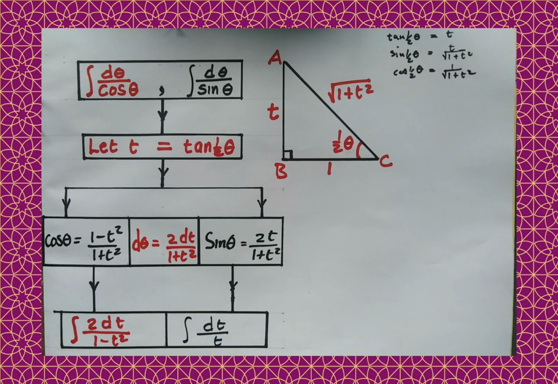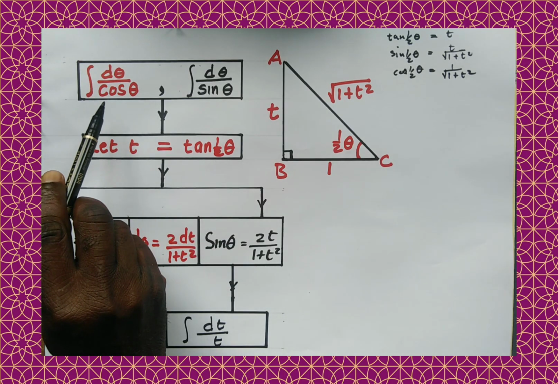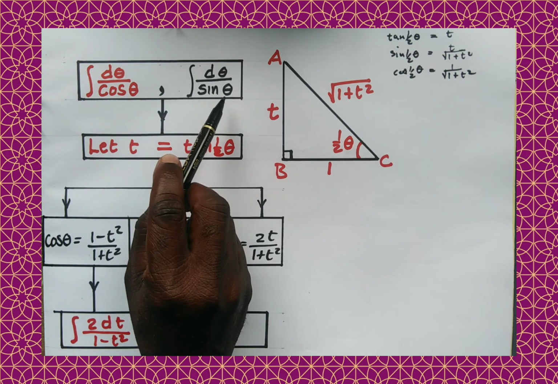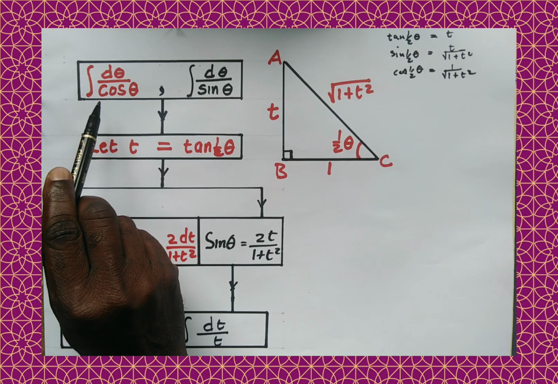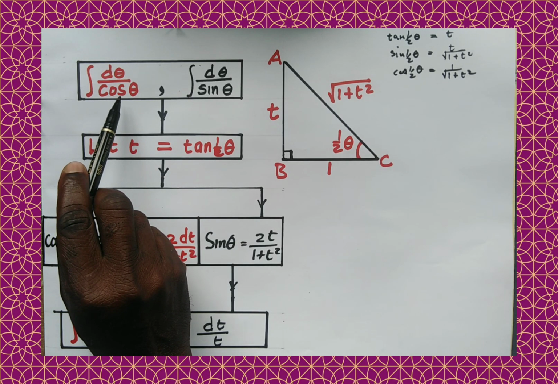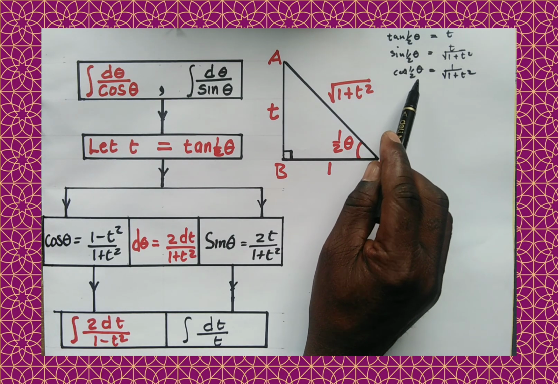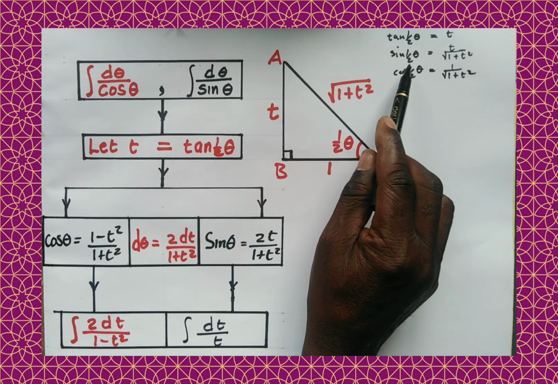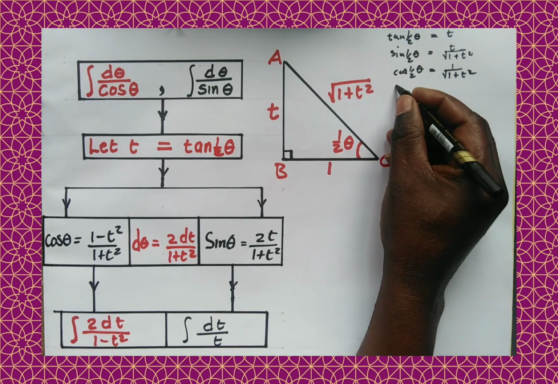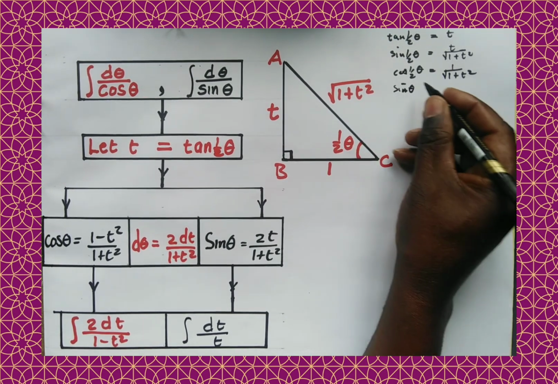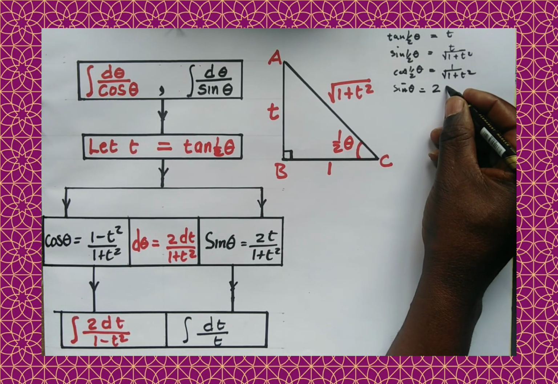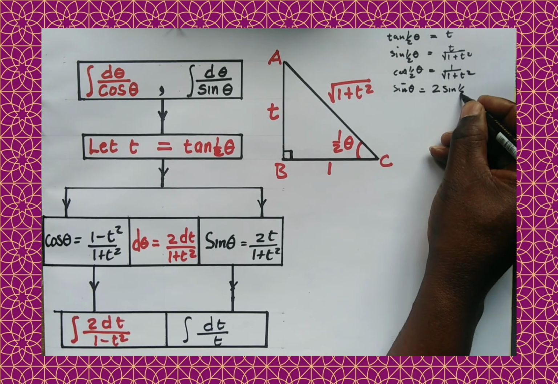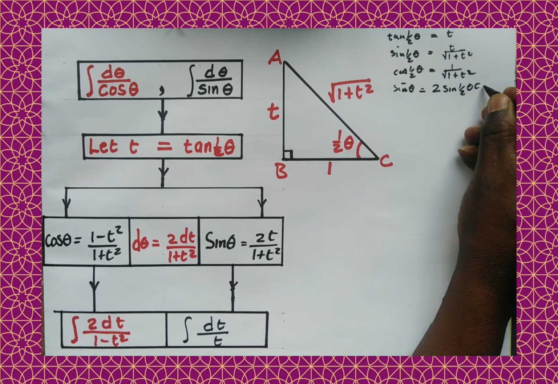Right. But our problem here is that we are not using cosine of half theta or sine of half theta. The angles we want to integrate are sine of theta and cosine of theta. So what's the relationship between cosine of theta and cosine of half theta, sine of theta and sine of half theta? Well, sine of theta is equal to 2 sine of half theta cosine of half of theta.